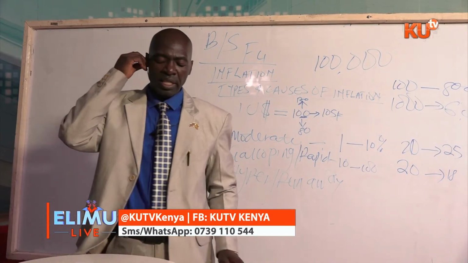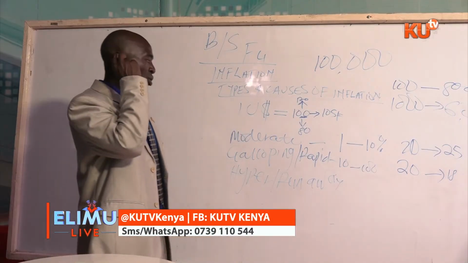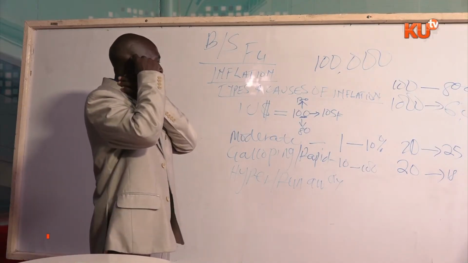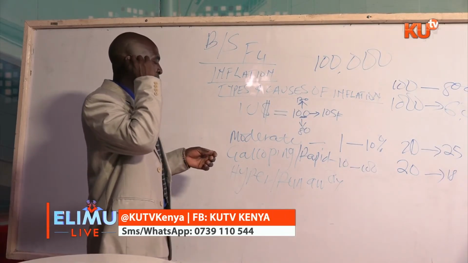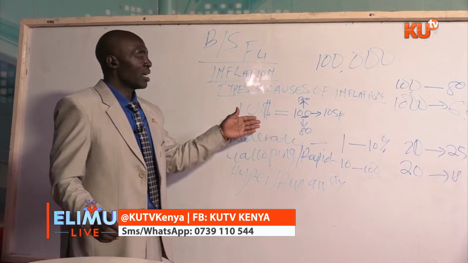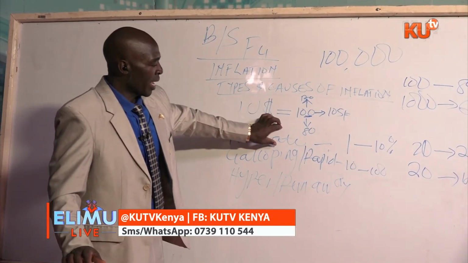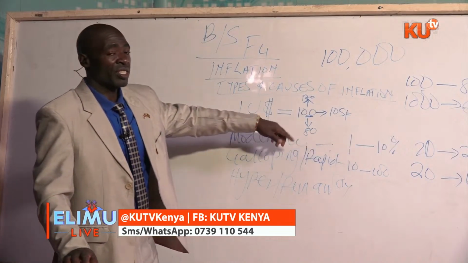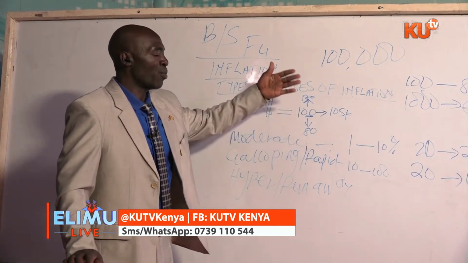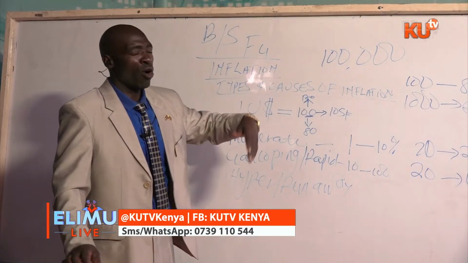So those are the three types of inflation. We have talked of moderate inflation, also called creeping, or mild. The economy does not feel the effect of this so much. So it is creeping, it is mild, it is moderate. So it is just a normal change.